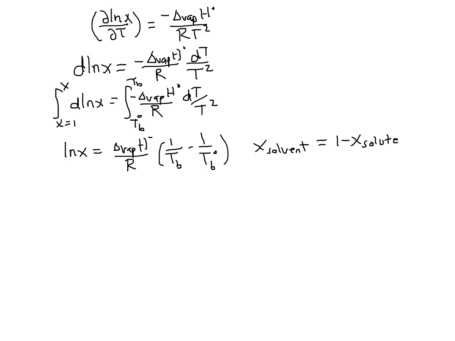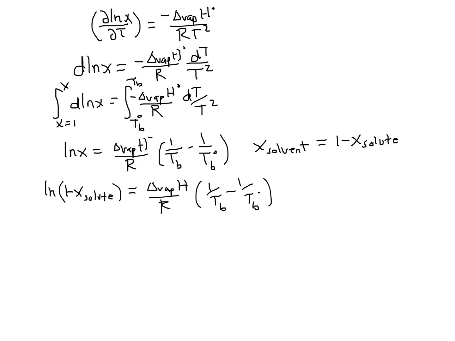But the mole fraction of the solvent and the solute are related because they have to add up to 1. So if I make that substitution, I have natural log of 1 minus x of the solute is equal to delta H of vaporization over R times 1 over the boiling point of my mixture minus 1 over the boiling point of my pure solvent.